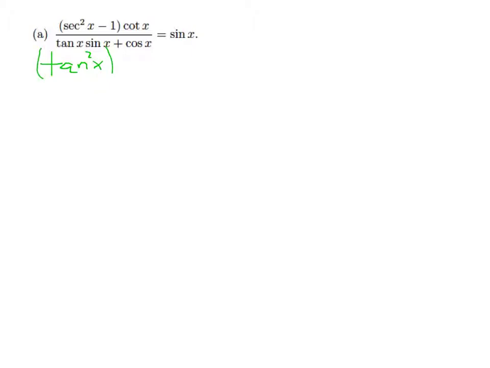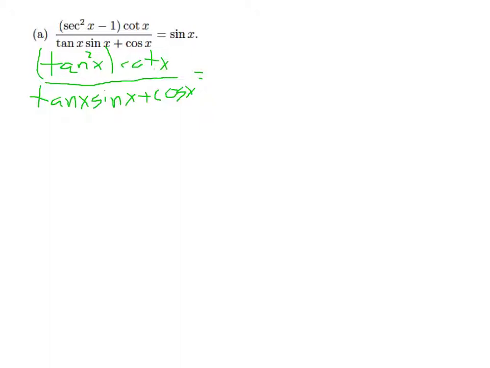So on the top, we'll have tangent squared of x times cotangent of x, all over the remaining tangent times sine plus cosine. Next step, we could simplify the top a little bit. If we look at the top, we can rewrite tangent squared of x as tangent times tangent. So when we look at tangent times cotangent, they are inverses of each other. Being inverses, they will essentially undo each other and cancel each other out.